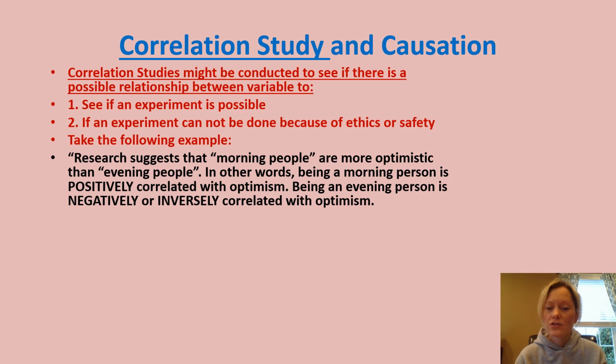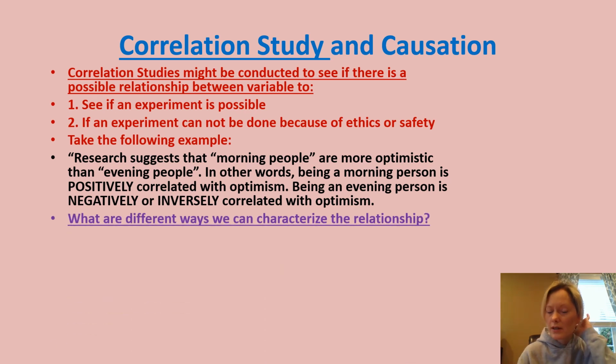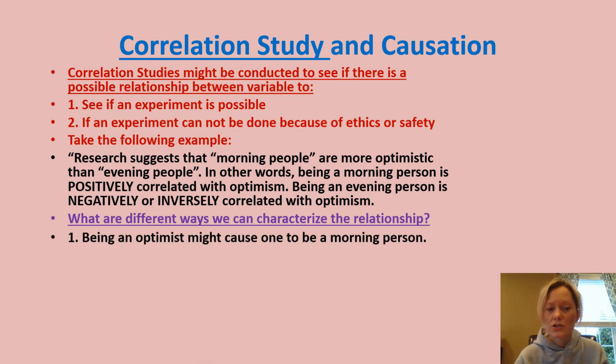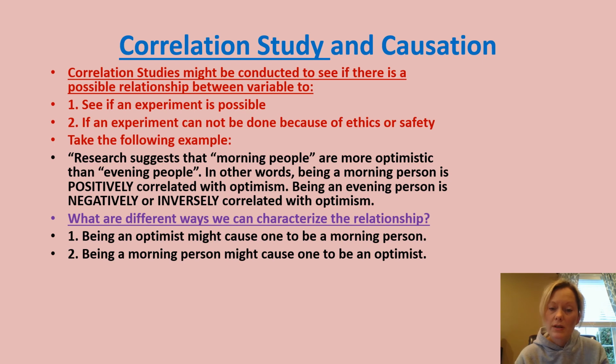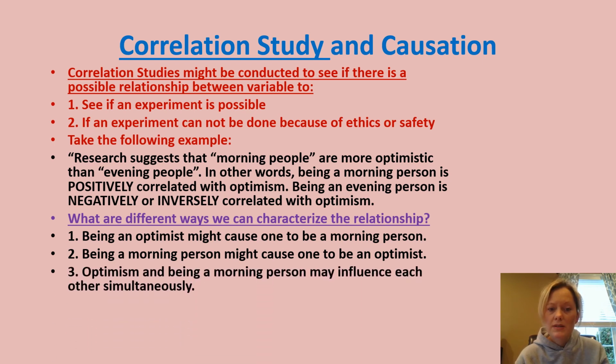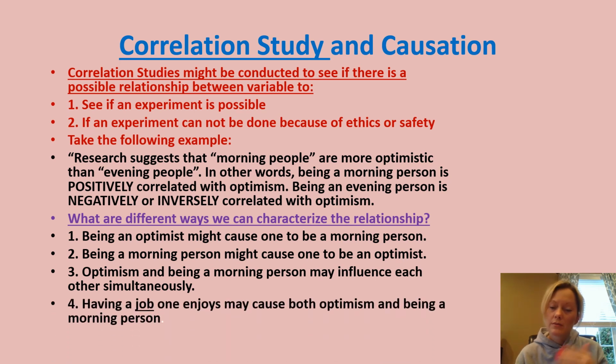Okay, and then beyond that, what's the difference with correlational studies? Correlational studies, remember, just have a relationship. There's no causation. So a research study could talk about how morning people are more optimistic than evening people. Even though it's positively correlated, there are different ways that you can look at this relationship. Being an optimist may cause someone to be a morning person. Being a morning person may cause you to be more optimistic. Optimism and being a morning person can influence somebody simultaneously, or it's some kind of third variable. That's why we can't say it's causation. Having a job makes people both optimistic and a morning person because they like where they're going.